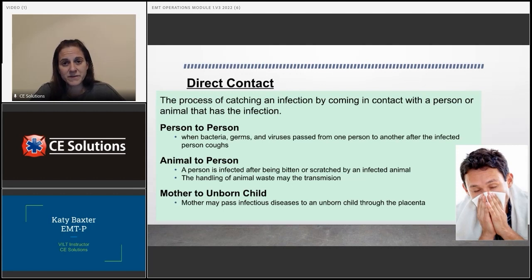There are many others that can cause a multitude of symptoms that can be similar to these as well. But these are some common ones that we'll come across. We can also have a mother to unborn child type of contact. They can pass an infection to a child from the placenta.